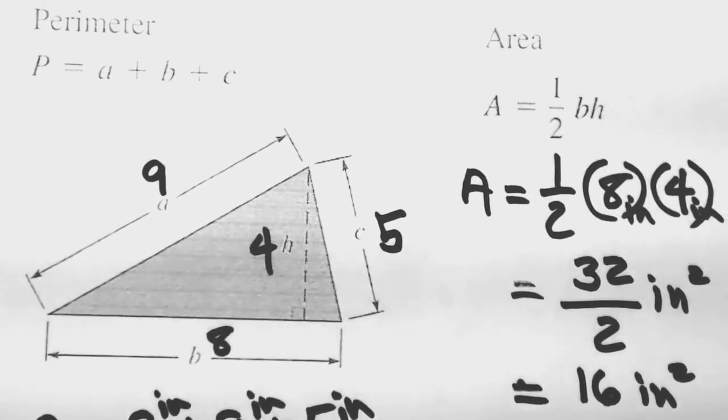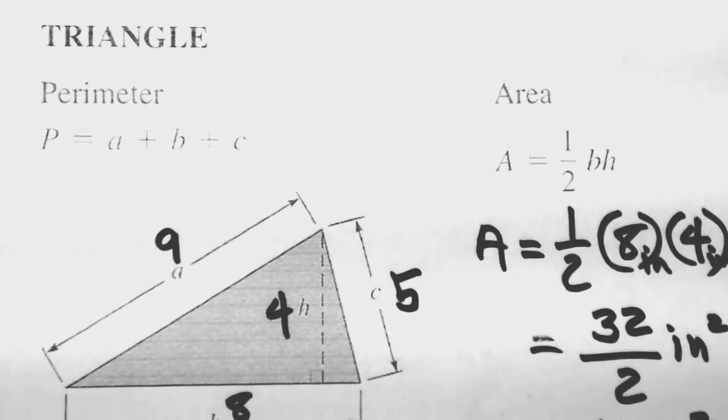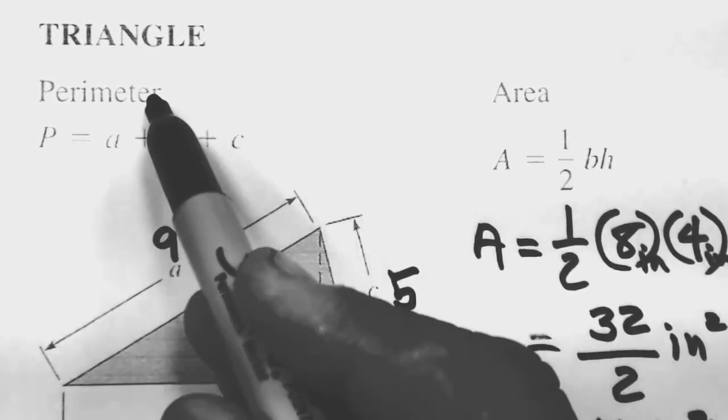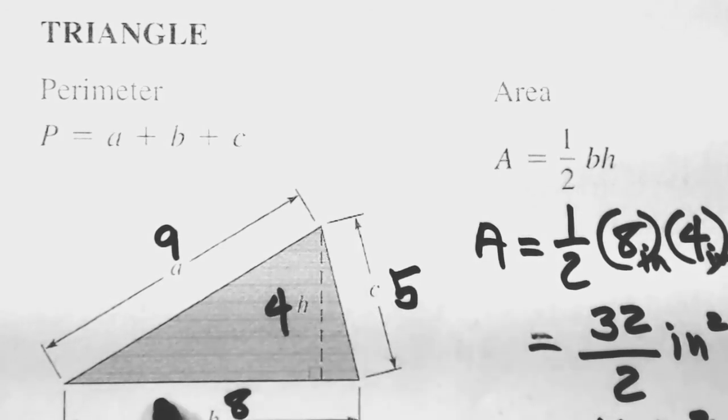Okay, well, let's recap here. The 2 formulas you want to know for the triangle. The perimeter. Perimeter, of course, simply means add up all the sides. You don't really need to remember the formula. Just remember what it means and add up all 3 sides.